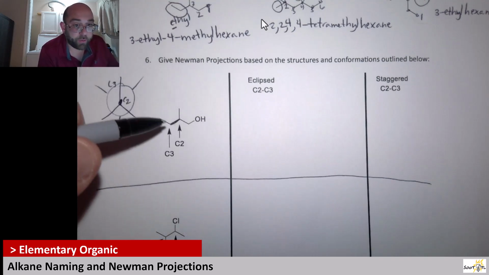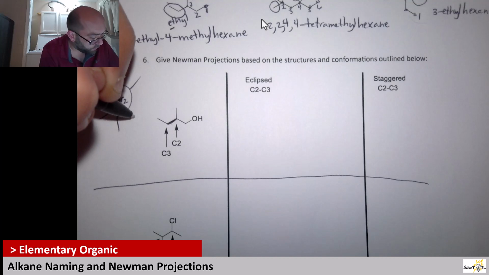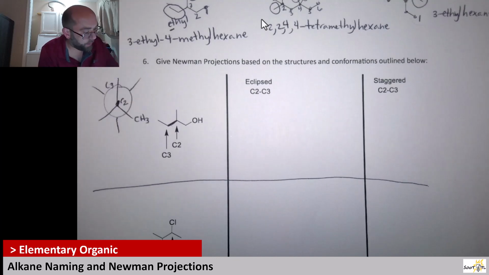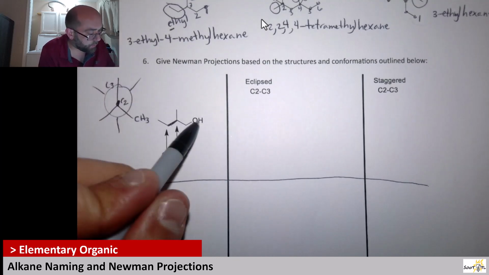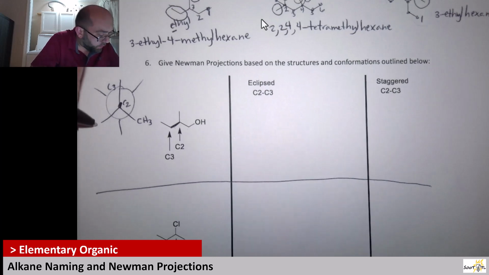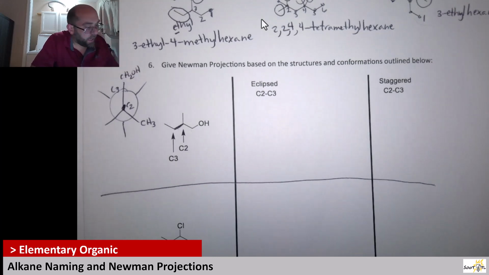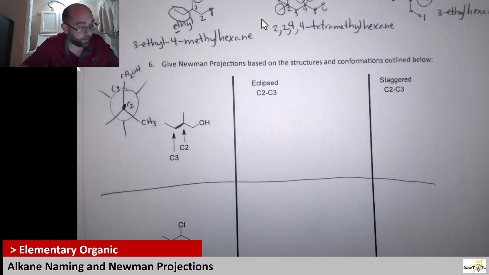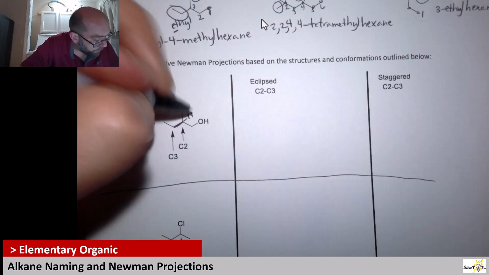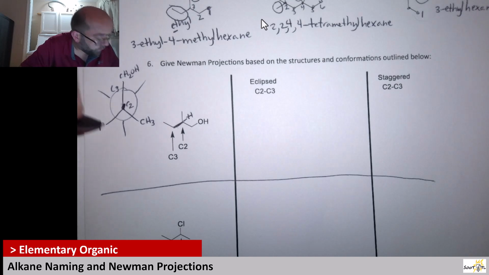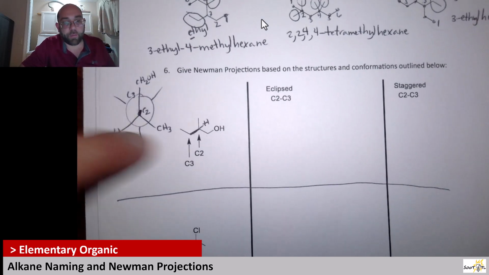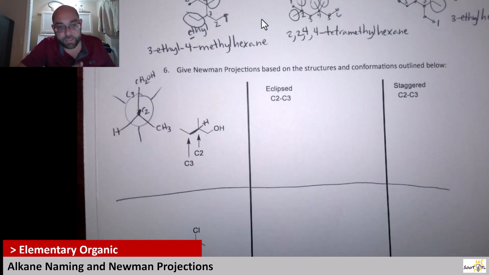Well, we've got a methyl group, so I'm going to put that. On C2 we have a methyl, CH3, and then we have a CH2OH, so I'm going to put it up top, CH2OH. And then the third thing is an invisible thing. We have a hydrogen there, so I need to put a hydrogen coming off right there. I'm just drawing a practice one, and technically it is staggered already.